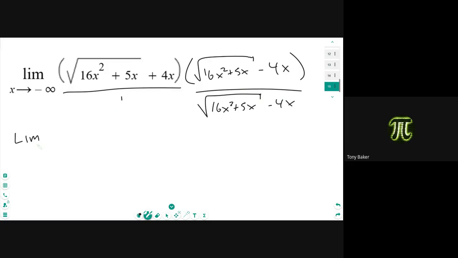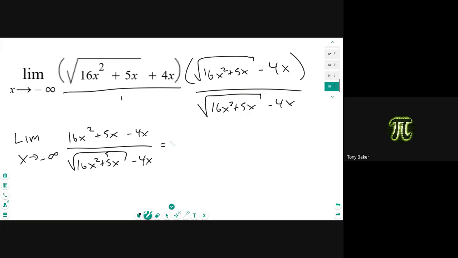So I have the limit as x goes to negative infinity of 16x squared plus 5x minus 4x over... Oh, wait. Not 4x squared. That's not 4x. I forgot to multiply it. 16x squared. So I get 5x on the top, and the square root of 16x squared plus 5x minus 4x on the bottom.